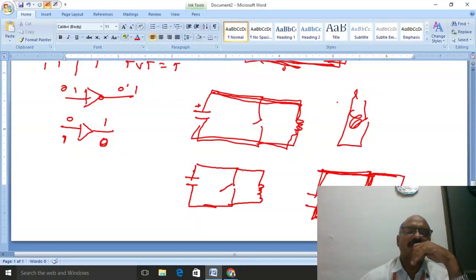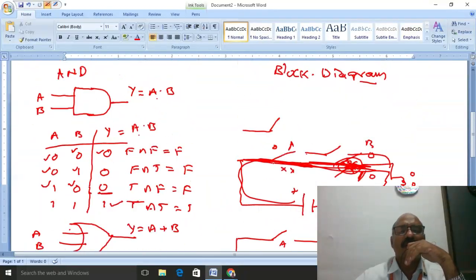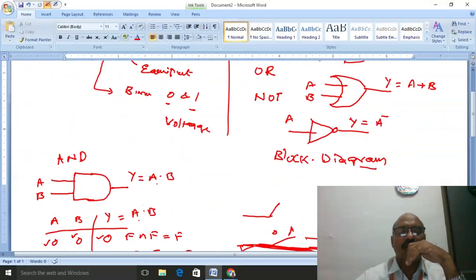So these are the basic things of digital components, or digital electronics. I hope you can understand.